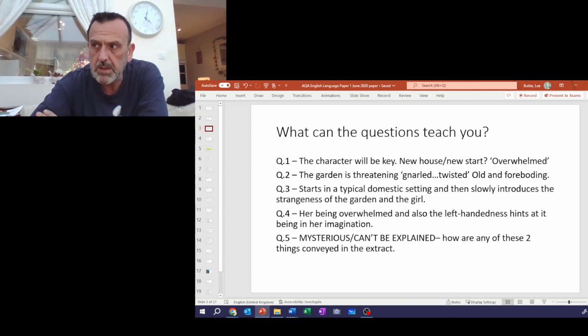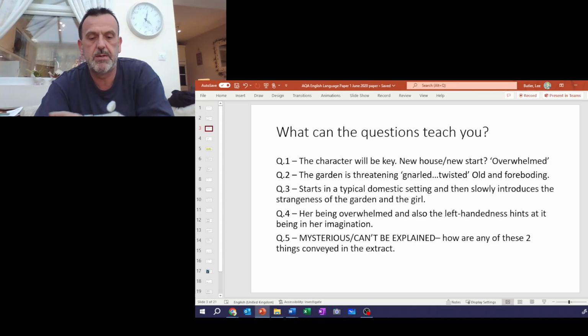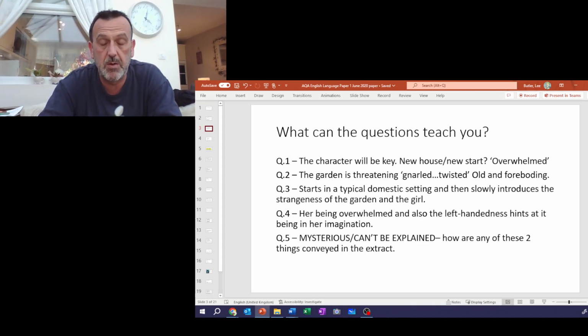And then question 4, obviously, you only mention the lines that are specified in the question, but the whole overwhelmedness at the start and the word trauma make it more understandable as to why. And then obviously there are things like the left-handedness, which is quite a strong link.